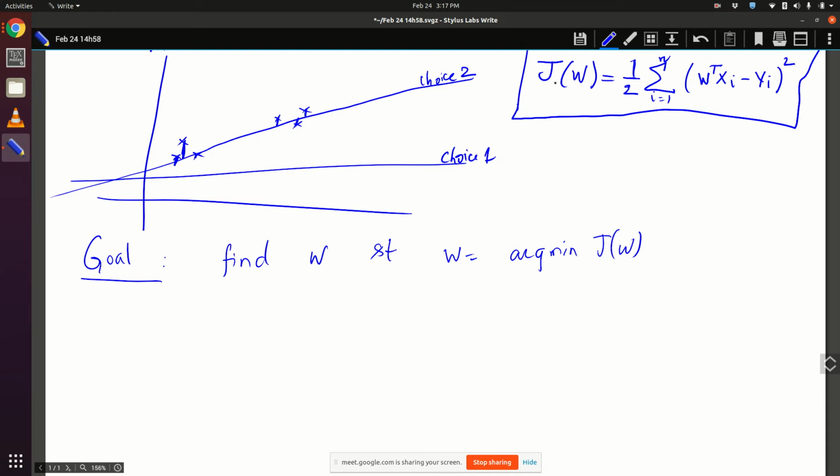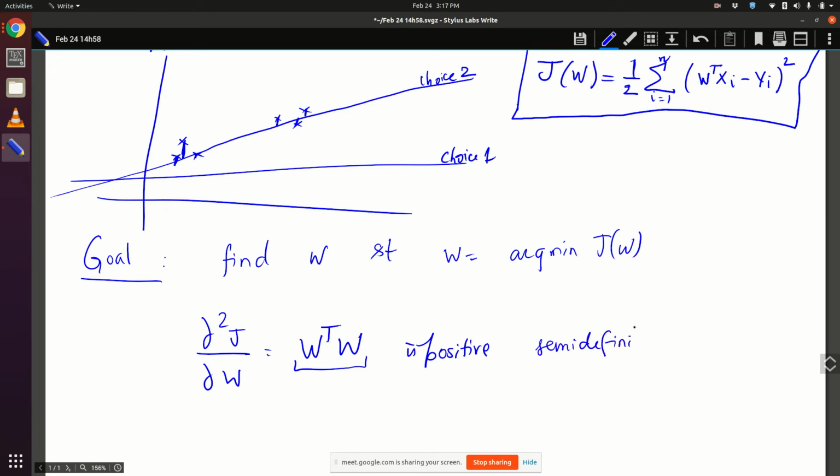The way to check that is to take the second derivative of J with respect to W. This is going to be a Jacobian, I think; at least in optimization you would have seen it. When you take the second derivative you will get X transpose X, and this is a positive semi-definite matrix. When that is the case, J of W has a unique minima.